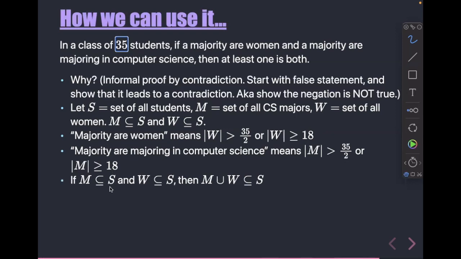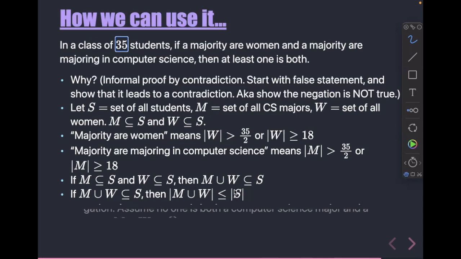And so again, we had M as a subset of the set of students, so this is our majors, and the women as a subset of that set of 35 students. Then the union of them is also a subset of the students, right? So the union should still be within those 35 students. If they're subsets, then the amount of people in this union should be less than or equal to the amount of students in the whole set. If they're both subsets and we union them, we can't get more than what's in this set. And this is kind of the idea of the pigeonhole principle too.